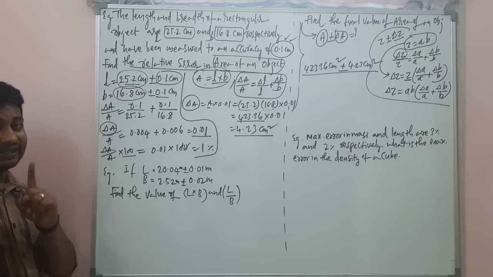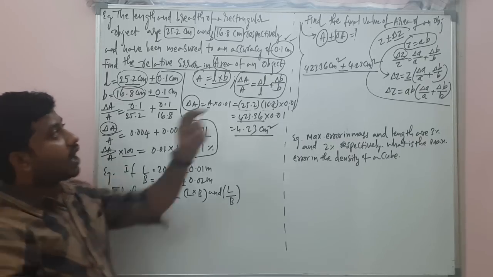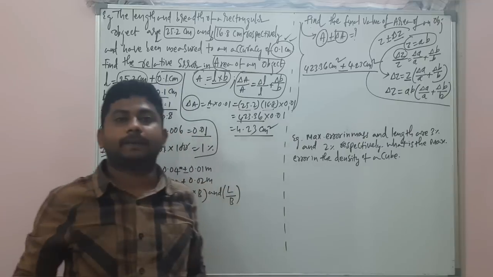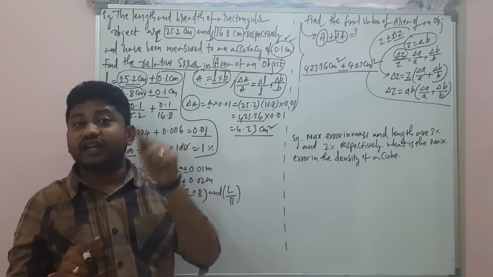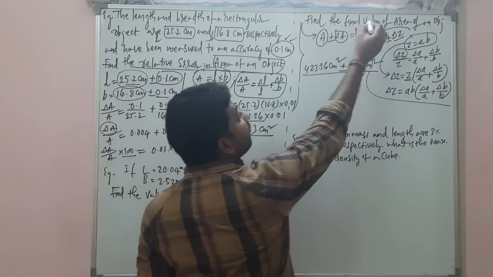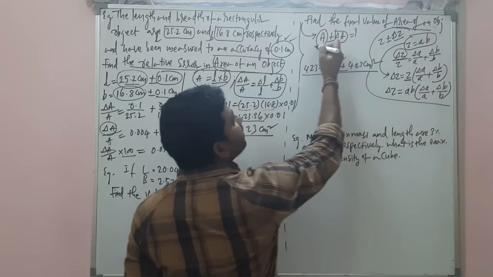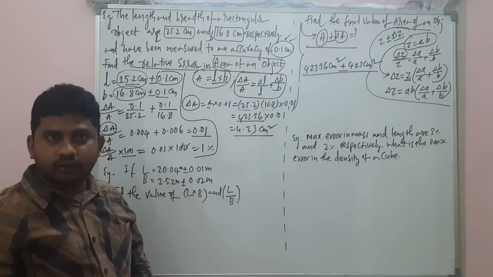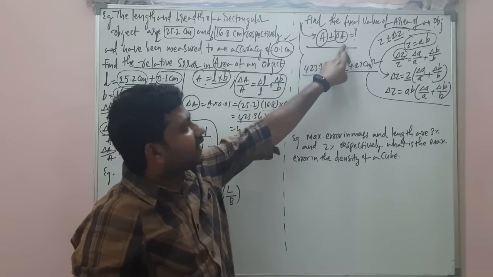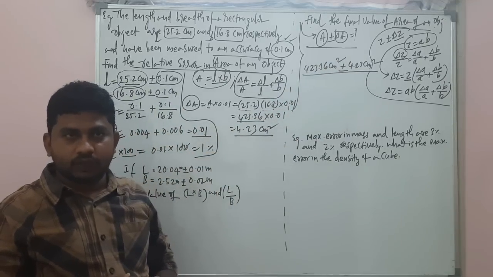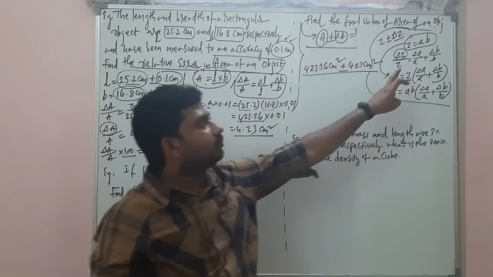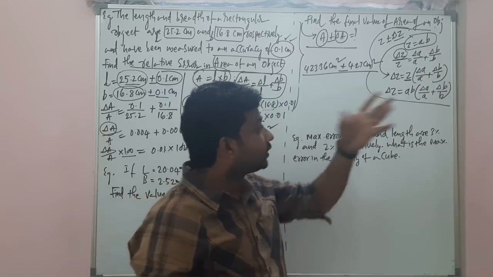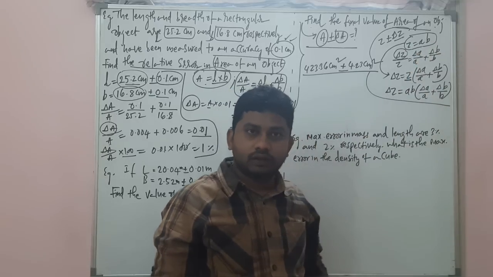Question can also be asked in the other way, my dear students. I'm telling you once again, listen. Question can also be asked in this way. Find the final value of area of an object. Final value of area of an object is A plus or minus delta A. Right? A plus or minus delta A, how you can find out? You know already the formula: Z is equal to, sorry, A into B.